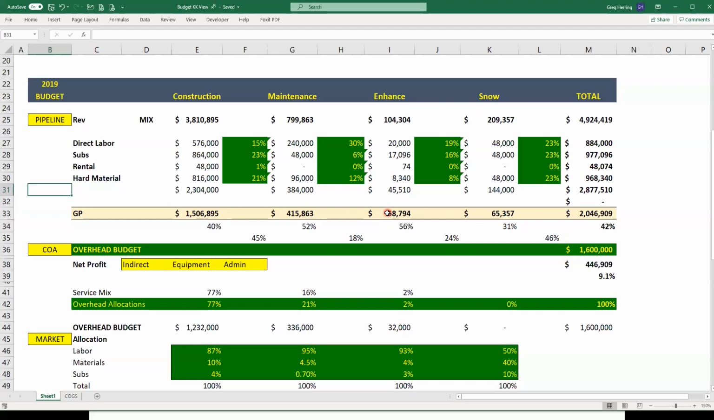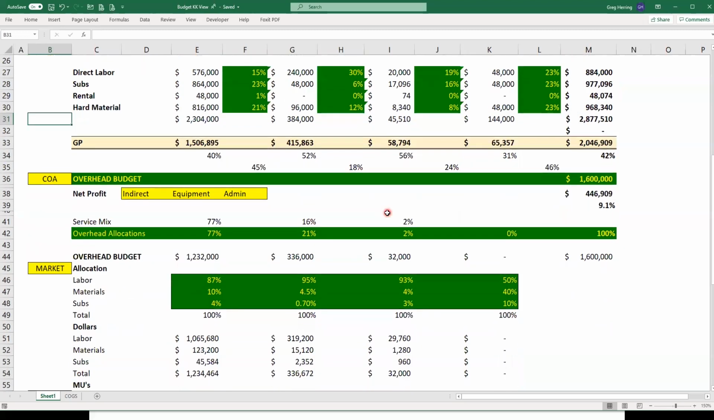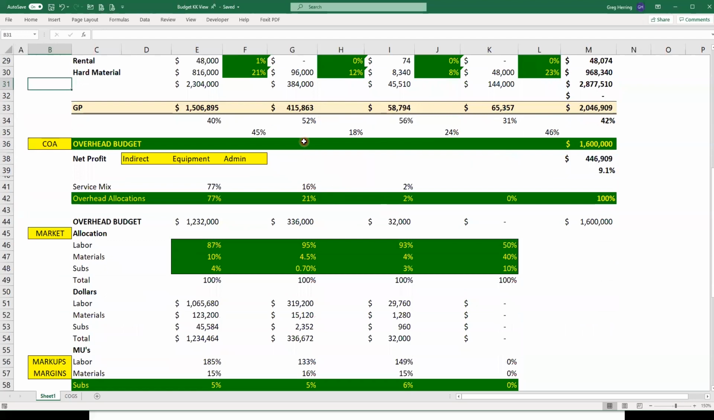COA, line 36, cell B. That is chart of accounts. So overhead, Greg talked a lot about this, is what's above and what's below the line. So when you look at the overhead budget, indirect equipment admin, $1.6 million, you're thinking about what is that chart of accounts? It's the Frank Ross type chart of accounts. If you're using that, now you have pretty much apples to apples, so that we're defining what is above and what is below the line.